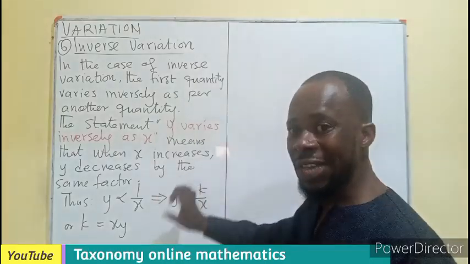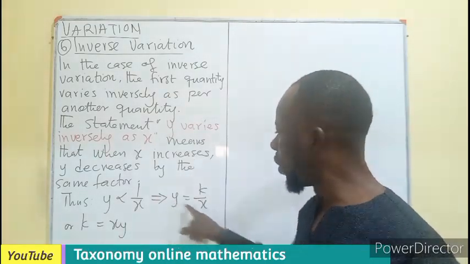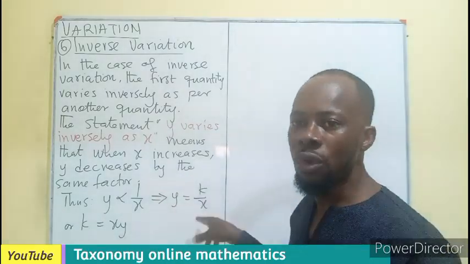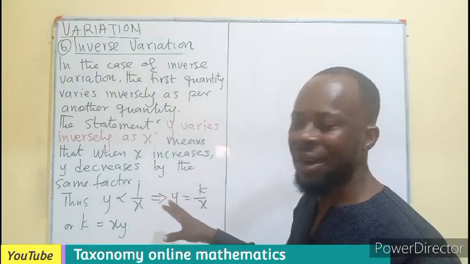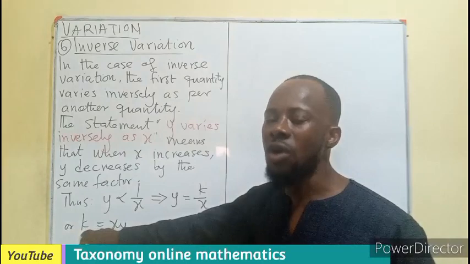So in this case, if you want to find the constant, you only have to multiply the two variables. Both the independent and the dependent variable will be multiplied to get the constant.